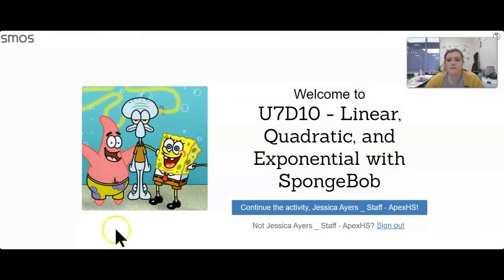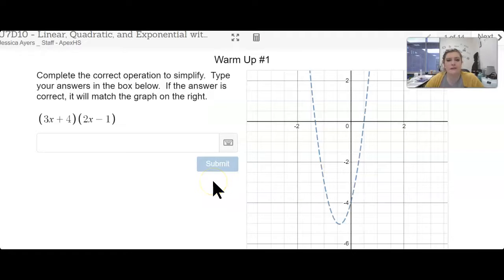This is all going to be based off of what we did yesterday in class. We're starting with linear, looking at linear, quadratic, and exponential functions and how they compare to each other. This activity is through Desmos with SpongeBob SquarePants, so hopefully he's a little more exciting than me.